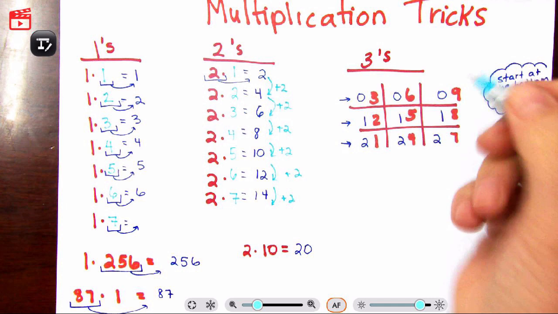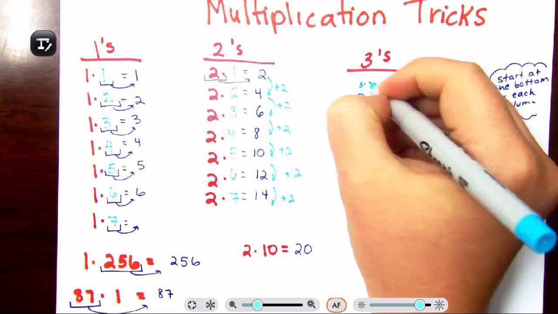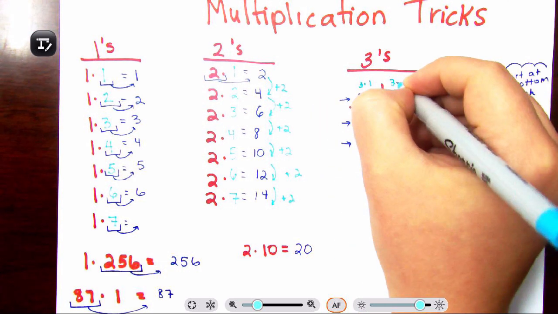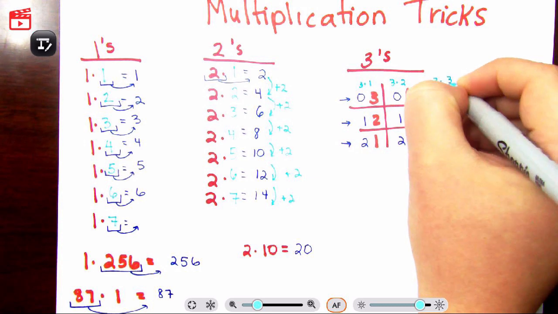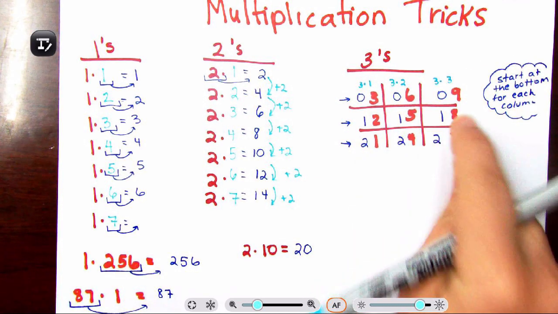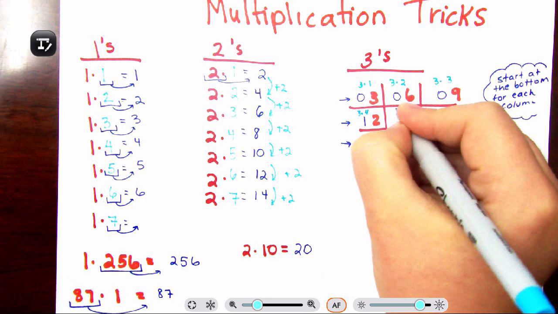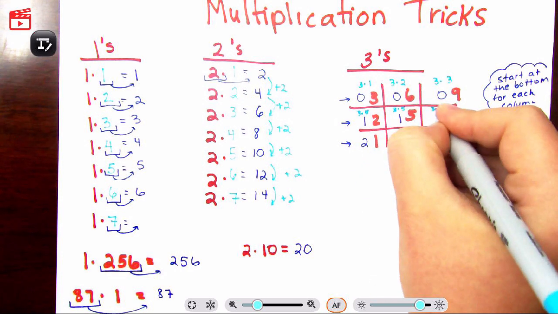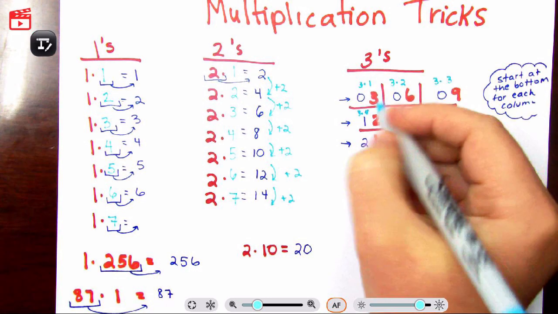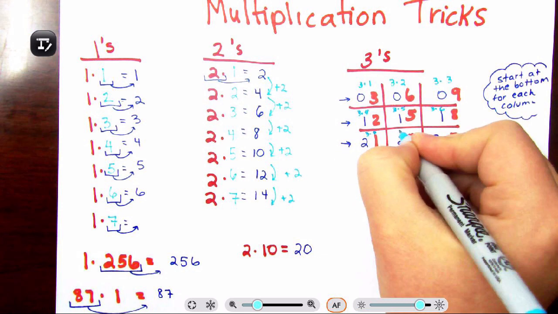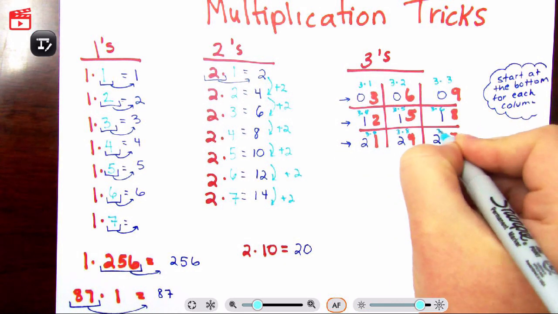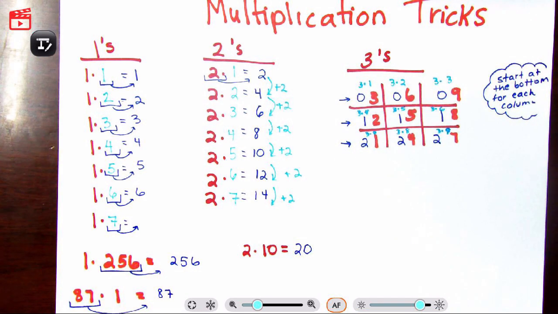This right here is 3 times 1. This is 3 times 2, 3 times 3. This row right here is 3 times 4, 3 times 5, 3 times 6. The last row, 3 times 7, 3 times 8, 3 times 9.